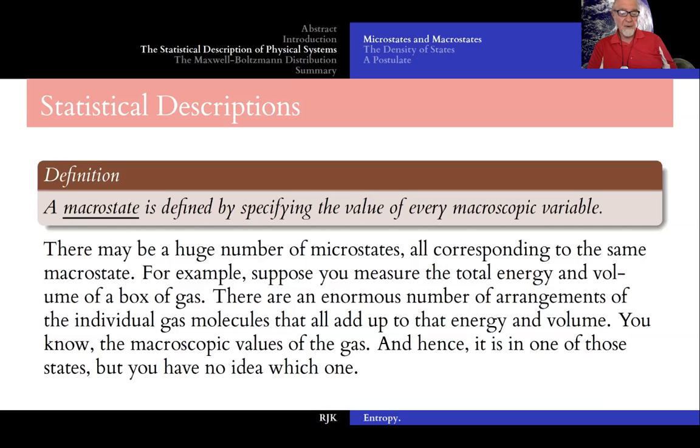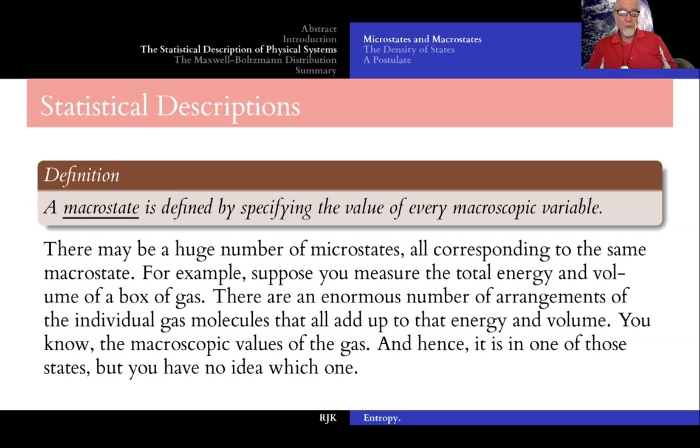A macrostate is defined by specifying the value of every macroscopic variable. As I've said, there are a huge number of microstates corresponding to the same macrostate. You might measure the total energy and the volume of a box of gas, and there are an enormous number of arrangements of the individual gas molecules that will all add up to exactly the same energy and volume.